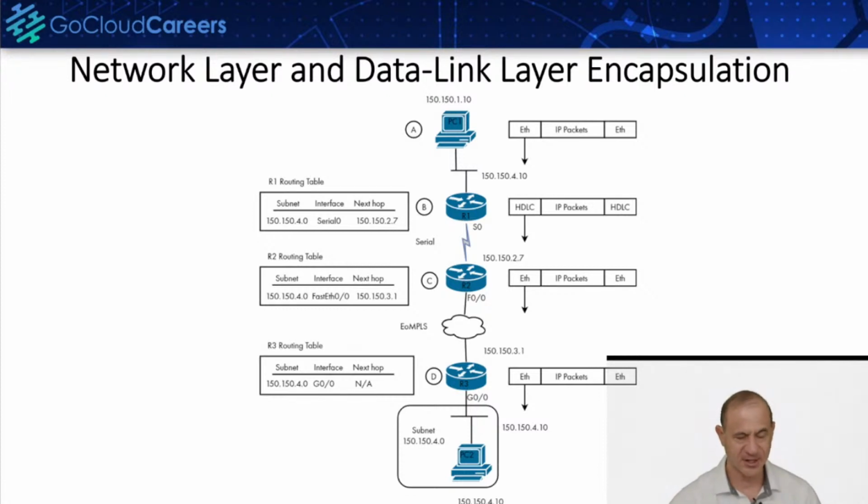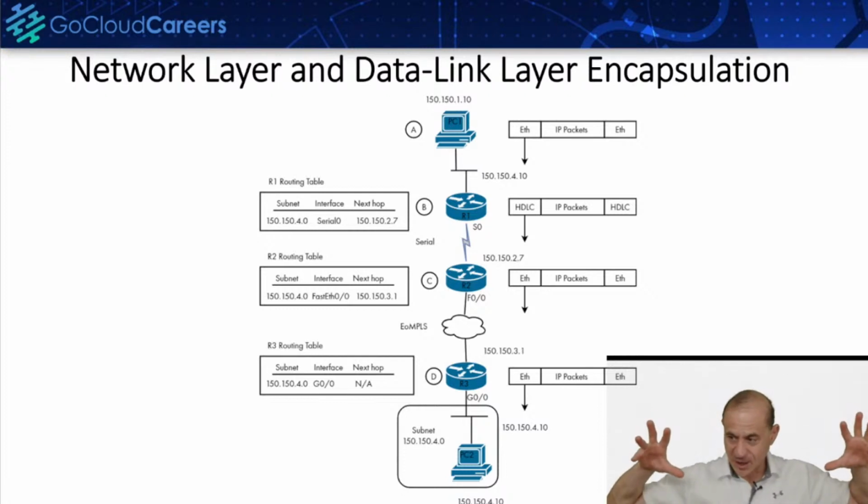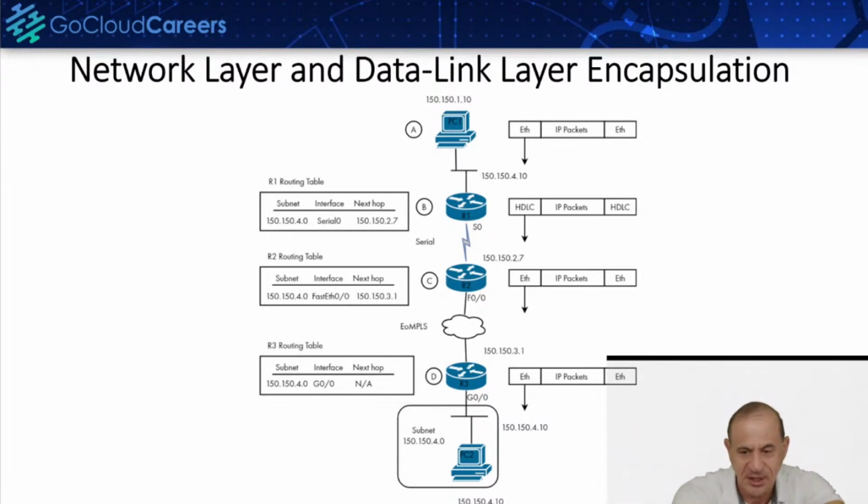Packet gets here. Do I have a route to this? Yes: interface G0/0, next hop not applicable. That means directly connected on the device. ARP: I have the MAC address to PC2. PC2 responds, sends his data to router 3, which goes to router 2, which goes to router 1. That's it. That simple.